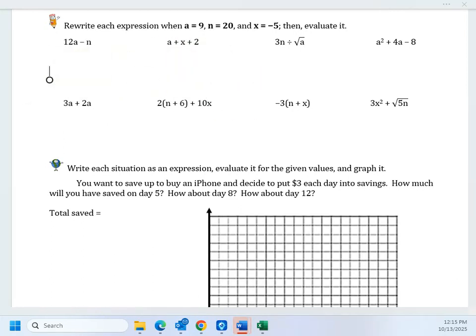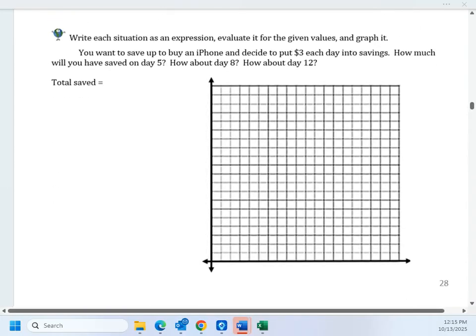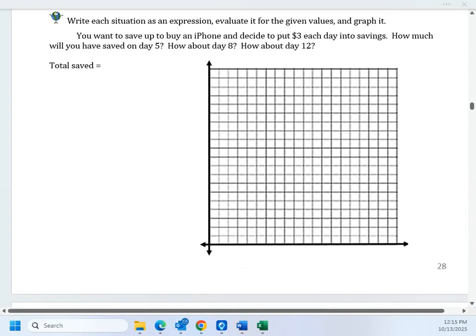So our next section says write each situation as an expression, evaluate it for the given values, and then graph it. Woo. Let's see what that means. We haven't graphed an expression before. So let's say you want to buy an iPhone and decide to put $3 each day into savings. How much will you have saved on day 5? How about day 8? How about day 12?